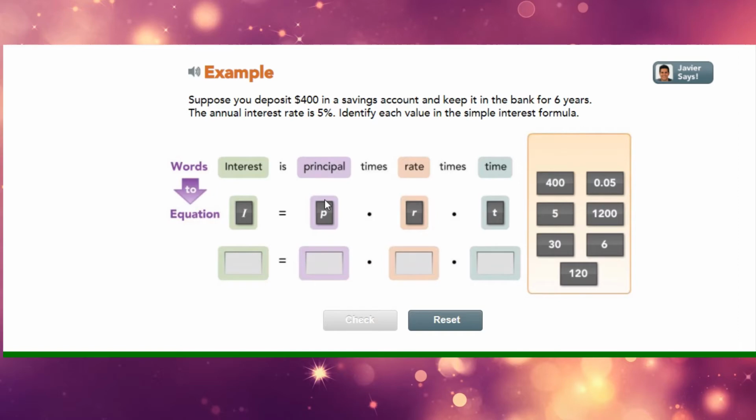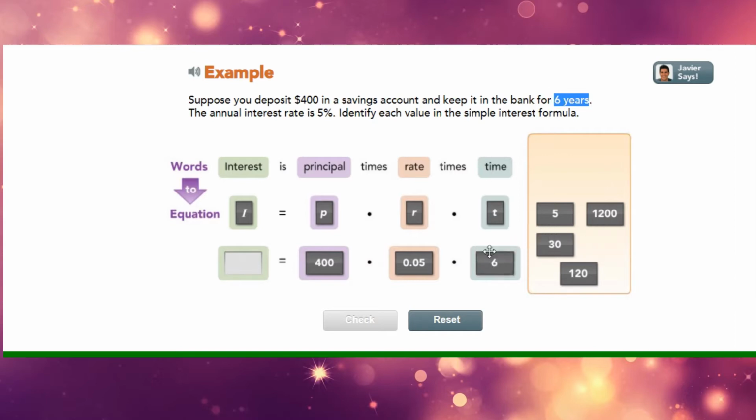Now in this situation, our principal is the initial amount we deposited, which was $400. Our rate is the percentage rate. And when we substitute the percentage into our equation, we always use the decimal form of the percentage. 5% written as a decimal is 5/100ths. The time is the number of years, and right here it says 6 years, so we'll use 6 to represent time. Now to figure out the interest, we have to calculate all of these numbers. So 400 times 5/100ths is 20, and 20 times 6 is 120. So that is our interest.